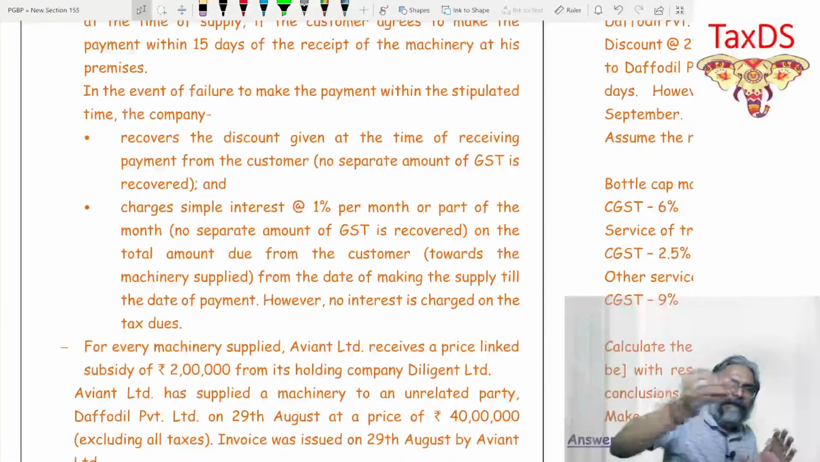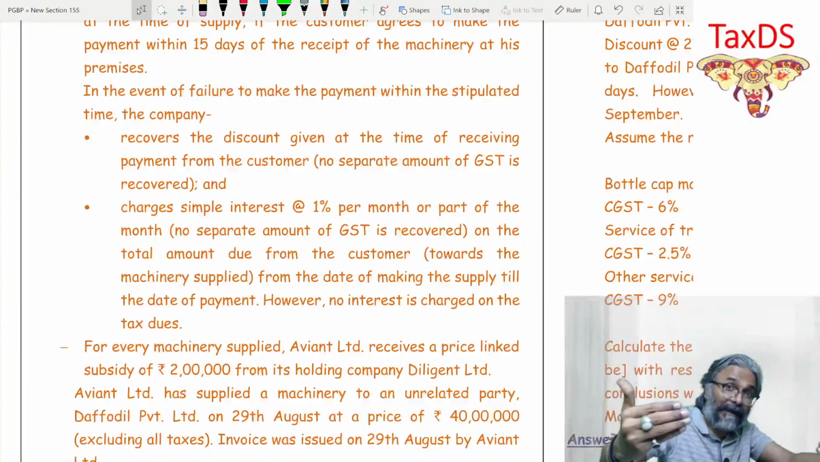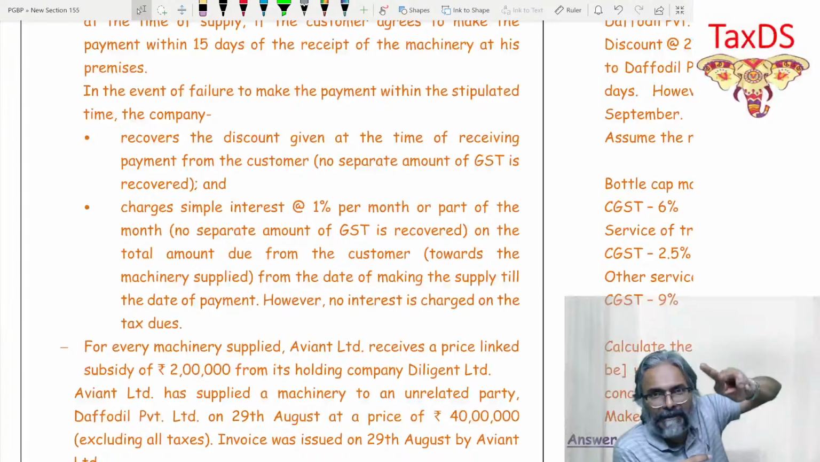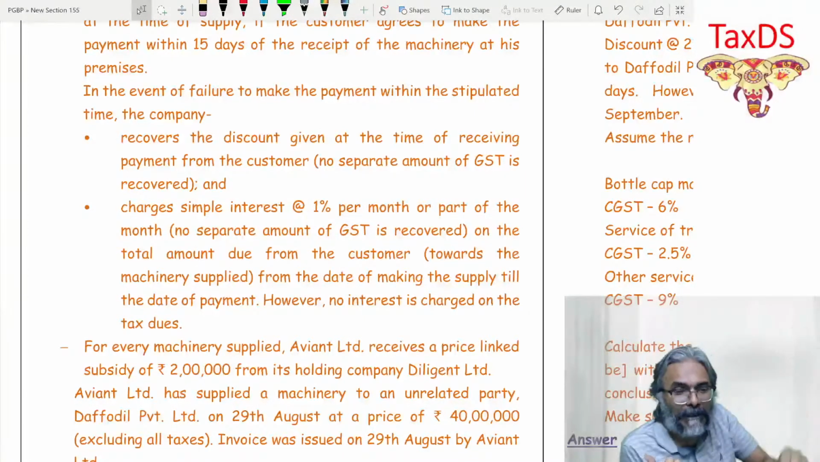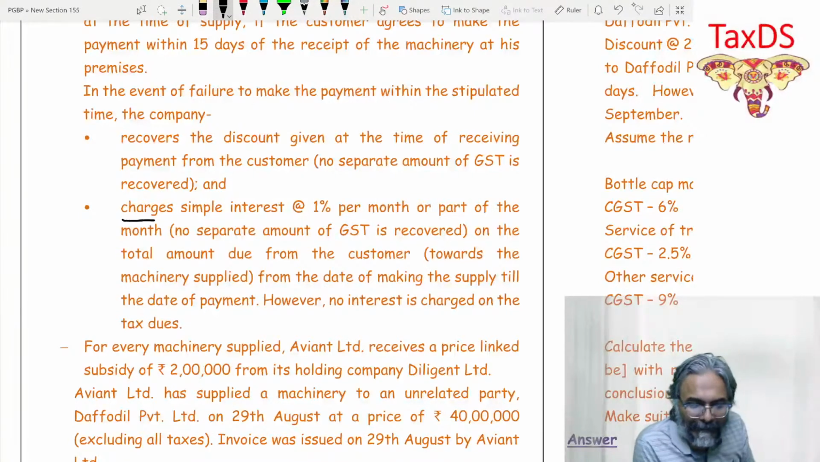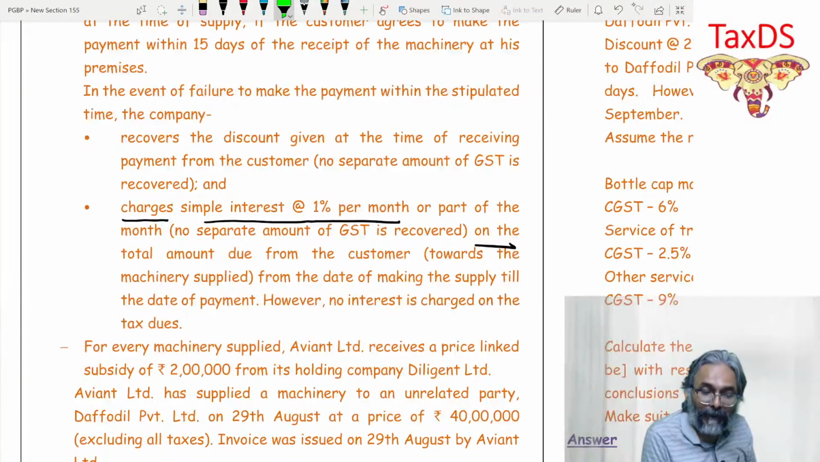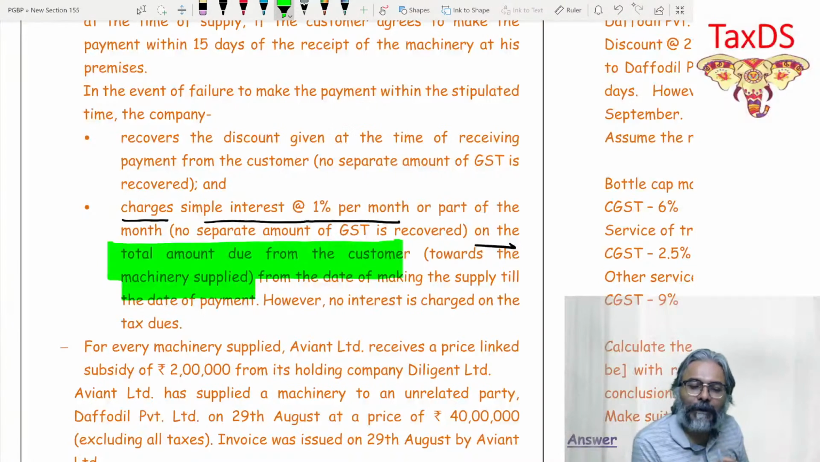Now see, in 15 days you have not paid, so I'll reverse the discount. That discount reversal is one thing, and the delay is another thing. Whatever the discount was, I have reversed it, but there's a delay also, which is happening now. For that delay, interest would be charged. So for that delay, charge simple interest at 1% per month or part of the month. On what, students? On the total amount due from the customer towards the machinery supply.